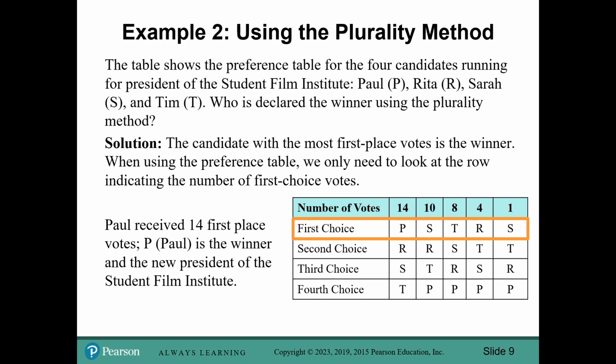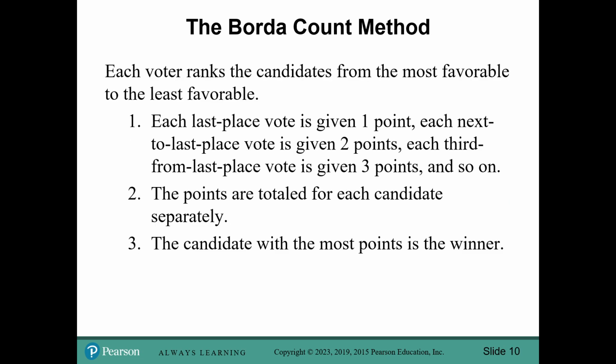Okay, so if we've got our table here and we're looking at first choice, what we could tell is Paul received 14 first place votes, S received 10 plus 1, so 11 first place votes, T received 8, and R received 4. So the one with the most first place votes was indeed P, who is Paul. Okay, so Paul received 14 first place votes. Paul, P, is the winner and the new president of the Student Film Institute.